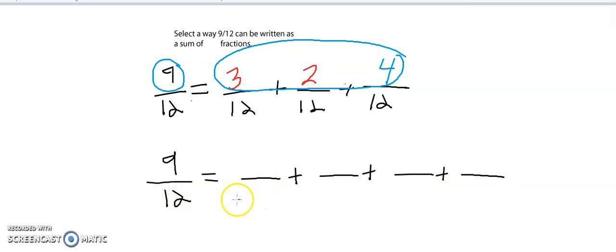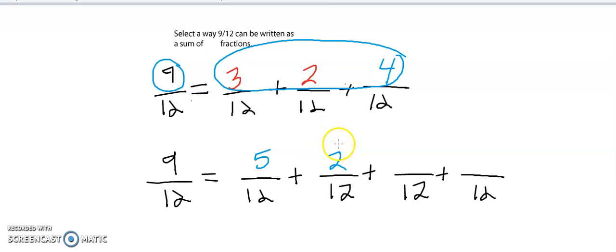And remember, my denominator always stays the same, so this will be 12, this will be 12, this will be 12, and this will be 12. Now what I'm going to start out with here is going to be a little bit different. I'm going to start out with a 5 and a 2. So I have 5 plus 2, that gives me 7. I need to fill in my other fractions to equal 9.